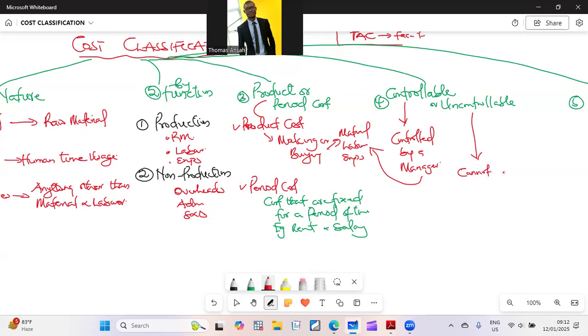Cannot be controlled by a manager. And these are also just like your period cost. So your rent, raw material, depending on how much I want to produce. If I go and I rent a room, or a building.